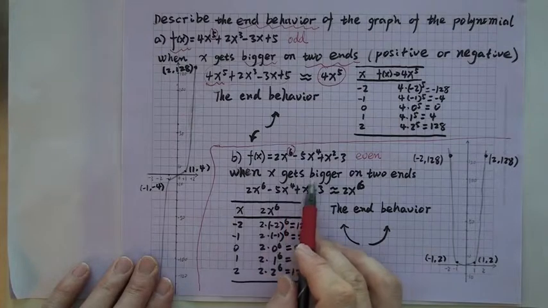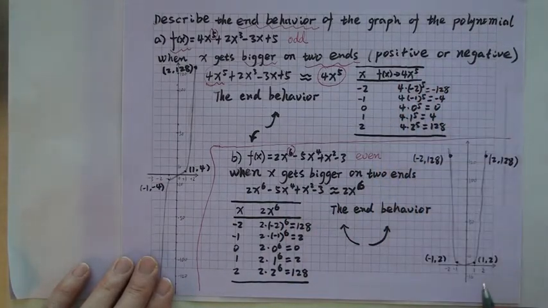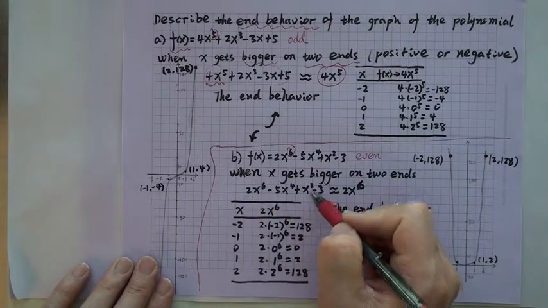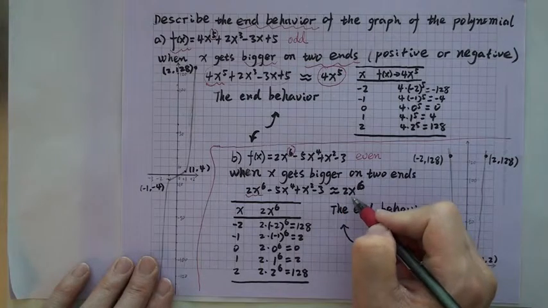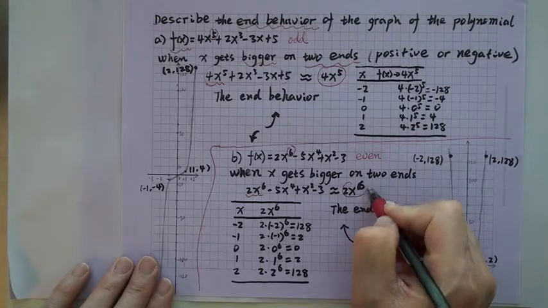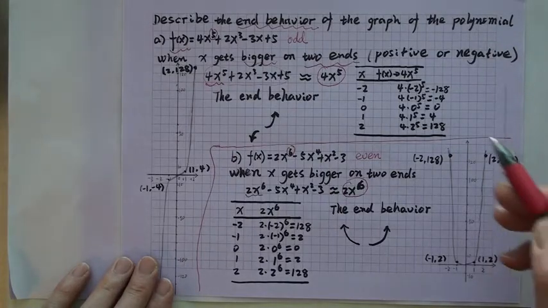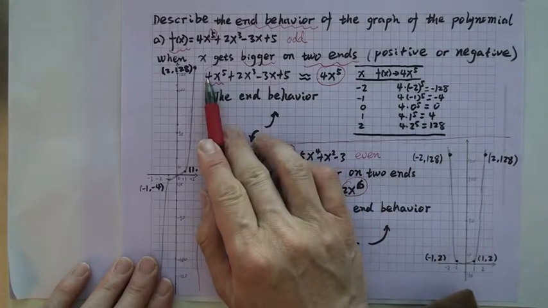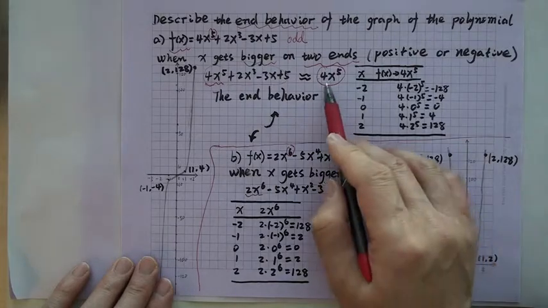Similarly, when x gets bigger on two ends, positive or negative, positive direction here, negative direction here, then the behavior of this polynomial totally depends on the first term. Remember, here both the leading coefficients are positive. Here is 2, positive. Here is 4, positive.